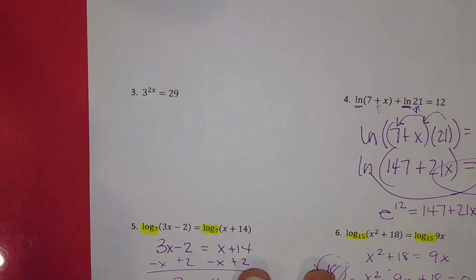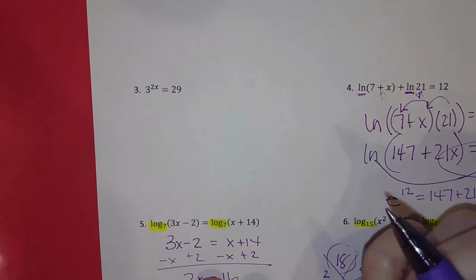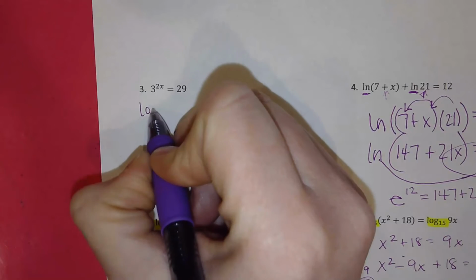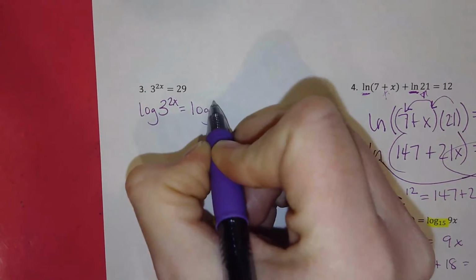To put it nicely, you don't have to do change of base. You honestly could just take the log of both sides and then it's a lot easier. So what I'm going to do is I'm actually going to start with that. So on this question, I'm just going to take the log of both sides. So I have log 3 of 2x equals log 29.